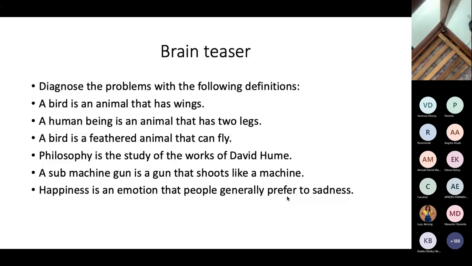A little exercise. Diagnose the problems with the following definitions. Each of them has a problem, so identify the problem in each. A bird is an animal that has wings. What's the problem with that definition? It's not every bird that has wings. It's too general. It is not every animal that has wings that is a bird.